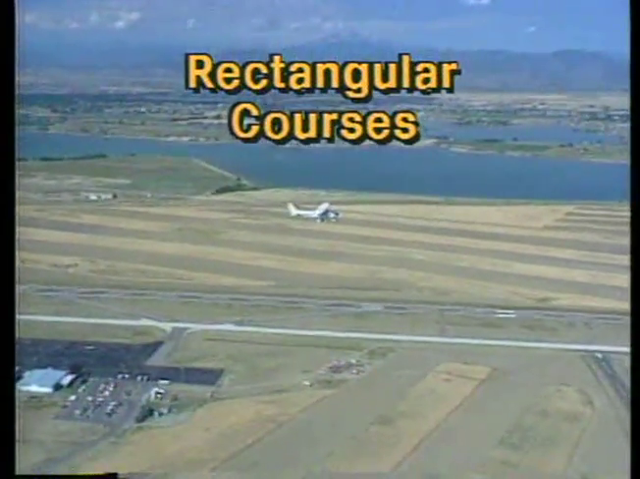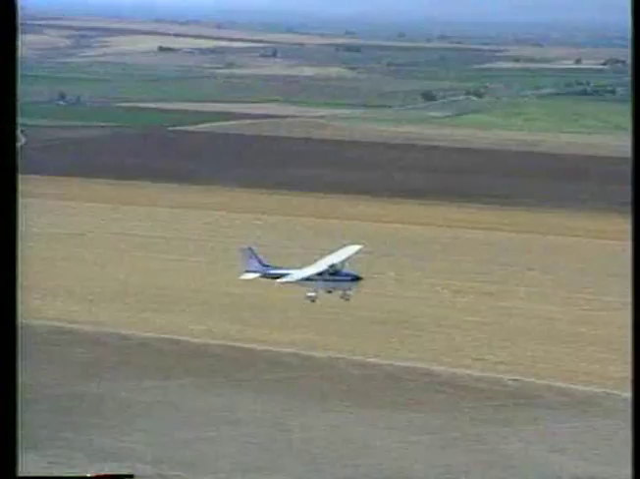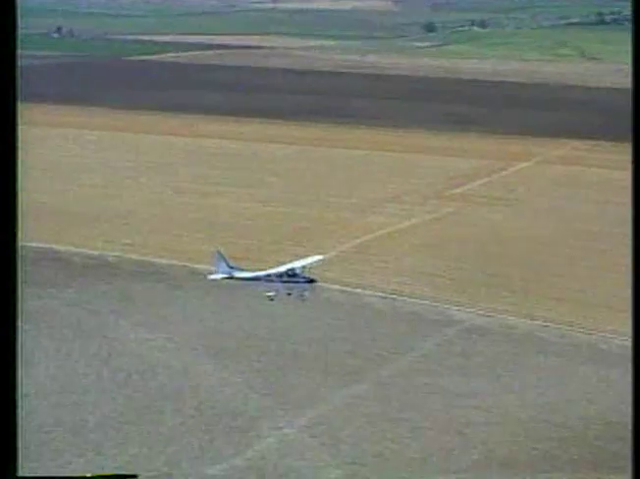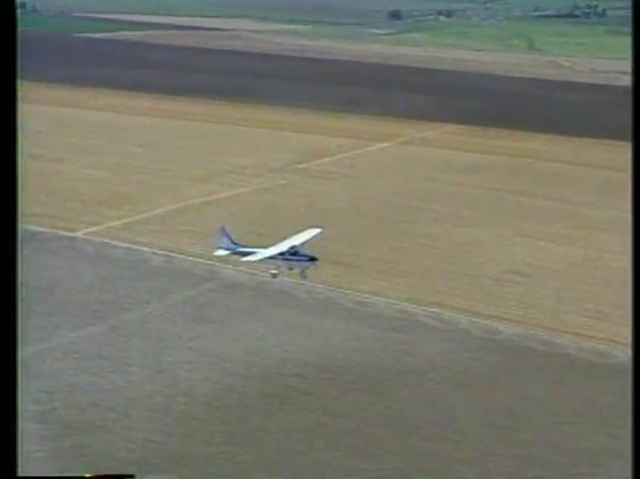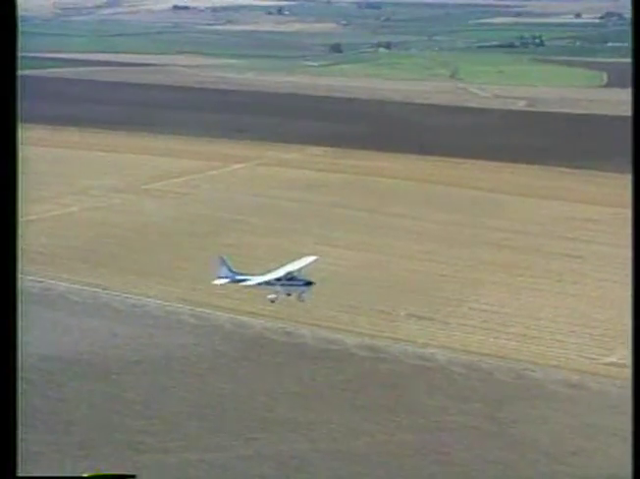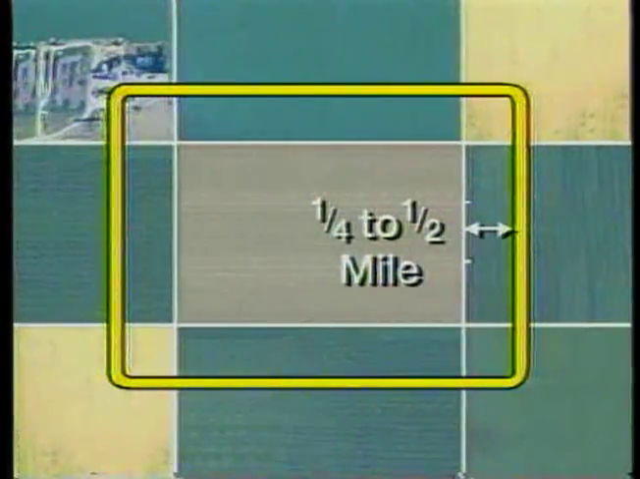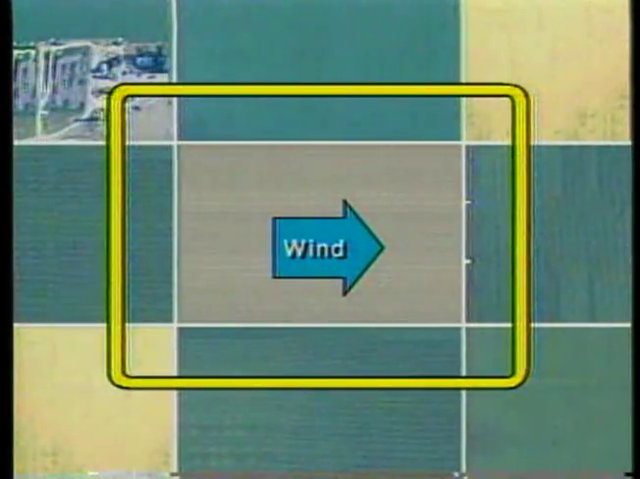Let's begin with a look at rectangular courses. The procedures you use to fly a traffic pattern are very similar to those you'll use to fly a rectangular course. The exception is that you'll fly at a constant altitude between 600 and 1,000 feet AGL. As the name implies, you'll be flying a rectangle around reference lines on the ground. The objective is to maintain an equal distance from the boundary throughout the maneuver. This distance should be about 1/4 to 1/2 mile. Ideally, one leg of the pattern should be directly downwind. This allows you to fly one segment with the wind, another directly into the wind, and two legs with a crosswind.